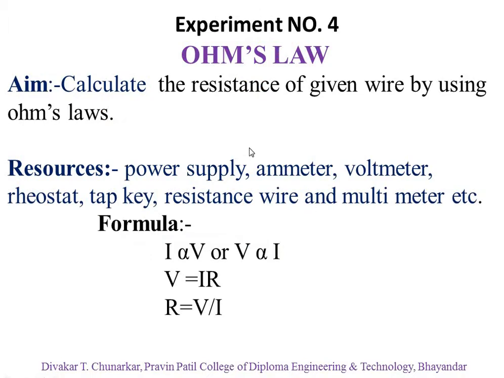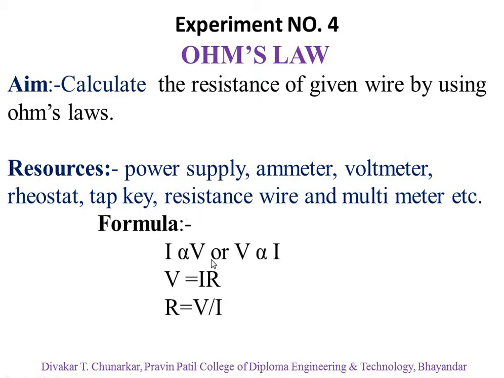The name of this fourth experiment is Ohm's law. Our aim is to calculate the resistance of a given wire by using Ohm's law. You should already know that Ohm is the name of a scientist, and you should know the symbol also. In this experiment we have to use some instruments and resources, for example power supply, ammeter, voltmeter, rheostat, tap key, resistance wire and multimeter.